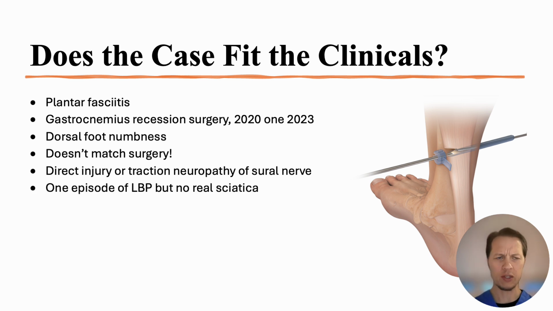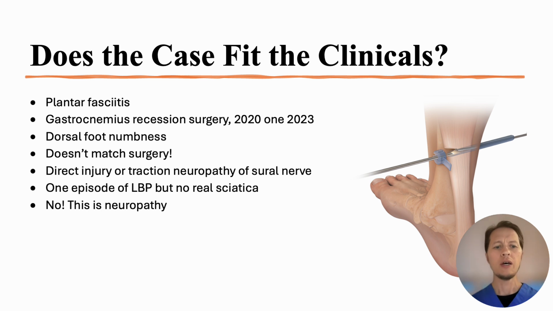Now, what is going on with the clinicals? I had to ask as well when I was going through this, hey, have you ever had back pain? Yeah, one episode of back pain, but no real sciatica or radiculopathy symptoms. That didn't seem to pan out, but I kind of threw in the H reflex just to layer it on there, even though it didn't really fit with dorsal foot numbness. I just said, you know what, I'm going to appease the referring provider in case they were worried about potential radiculopathy. So this is not radiculopathy. This is not a sural nerve injury.